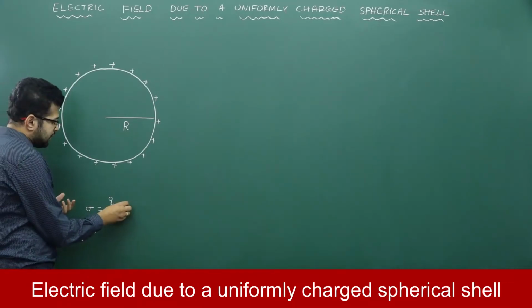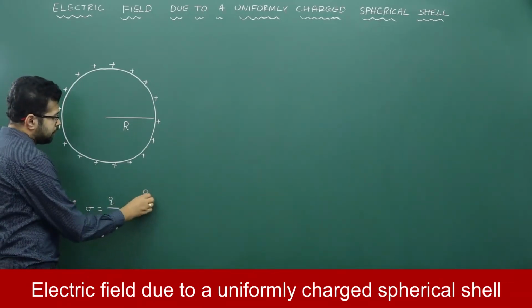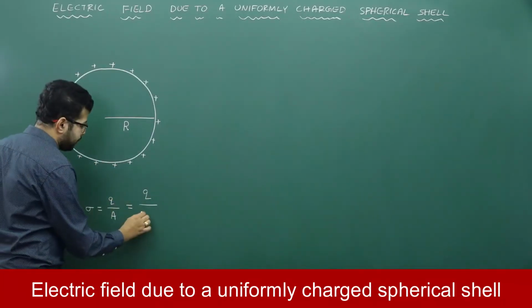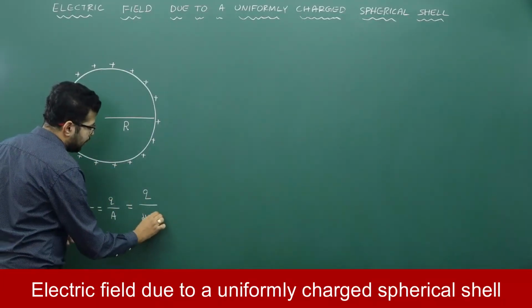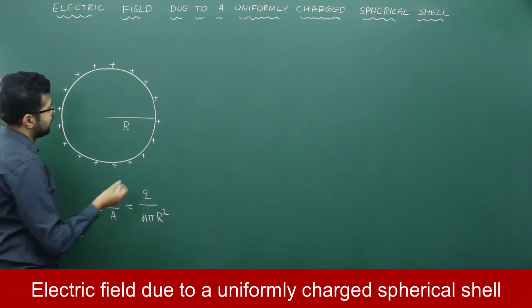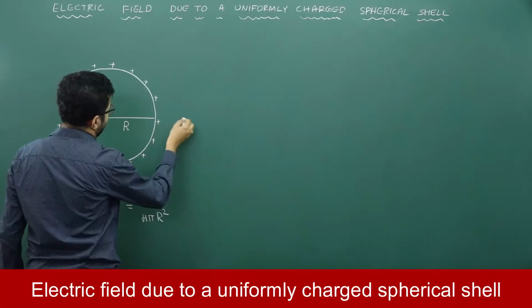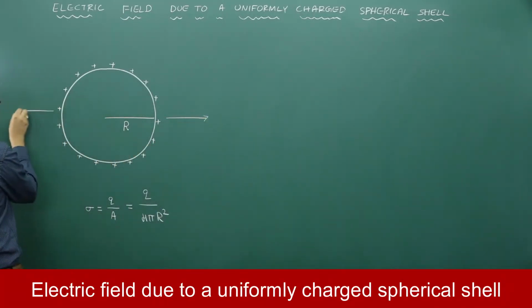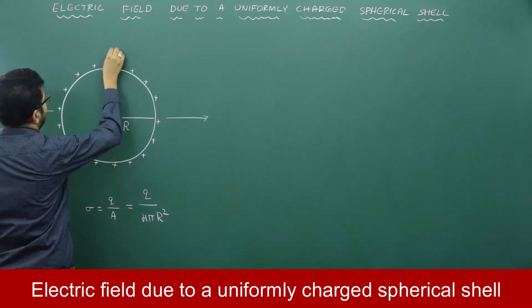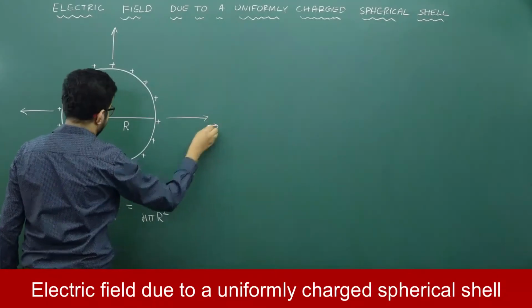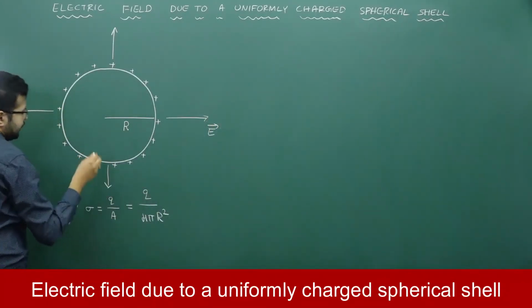Therefore, the surface charge density becomes charge per unit area: q divided by the area of the sphere, 4 pi R square. Now, what is the direction of electric field? Electric field lines are away from the positive charge, so electric field due to a sphere is radially outwards.